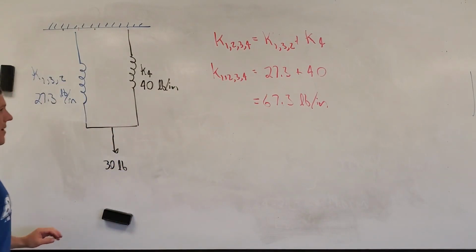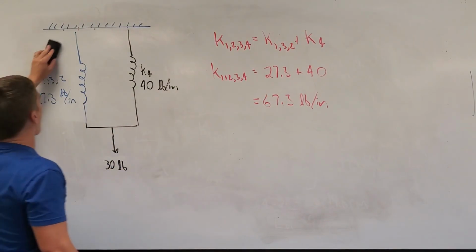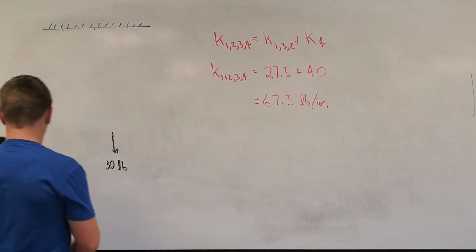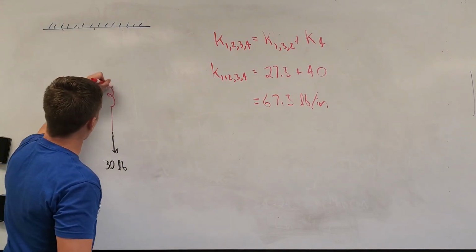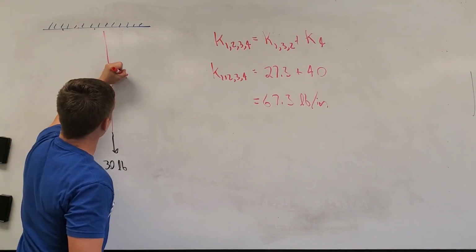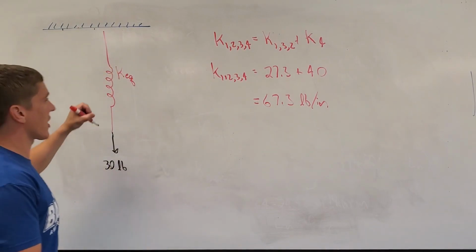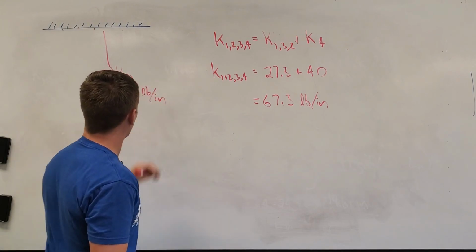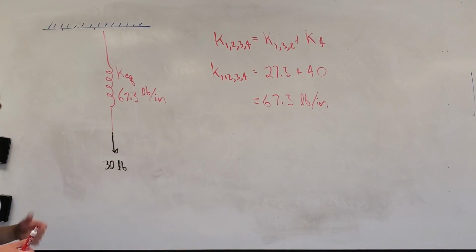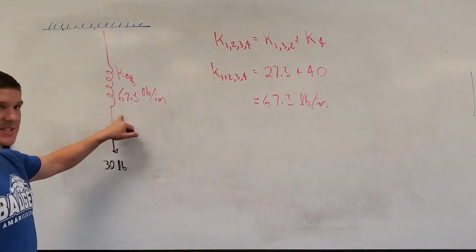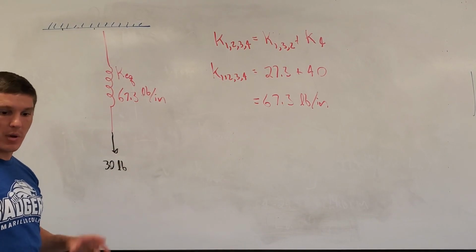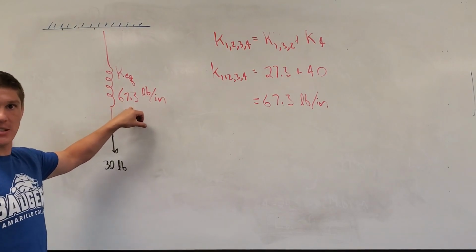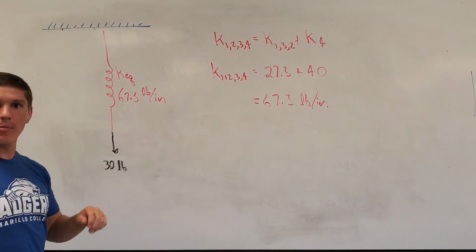So now I go all the way back to my original problem. I replace these springs one more time. Now I just have a single spring, which I'll call KEQ, or equivalent spring, which has a magnitude of 67.3 pounds per inch. Okay, so it was 3 steps. We had to replace springs in 3 steps, but now we have an equivalent single spring system. So if we were to replace all 4 of those springs with a single spring that had this spring constant, it would behave the same way. So that's what we're after here.